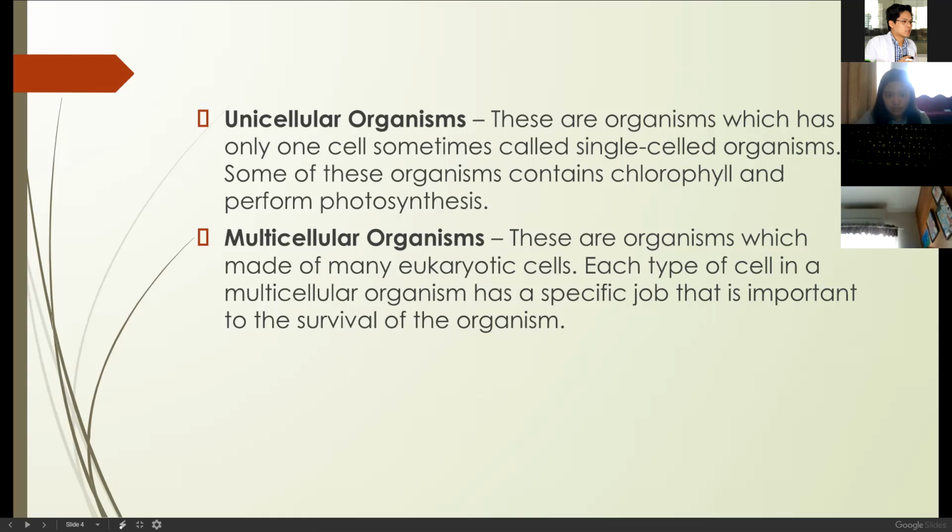You have your cardiac muscle, you have your skin tissues, okay? You have your blood cells. These are the components of a multicellular organism, meaning to say we are composed of different cells, okay? We are composed of different eukaryotic cells.